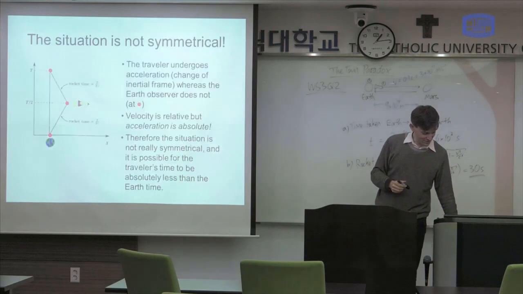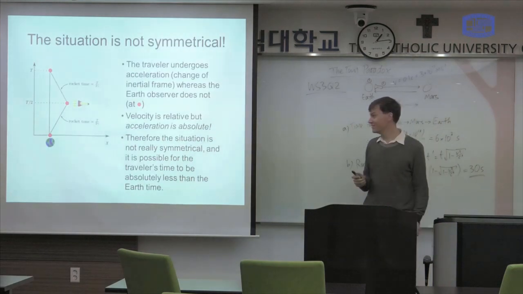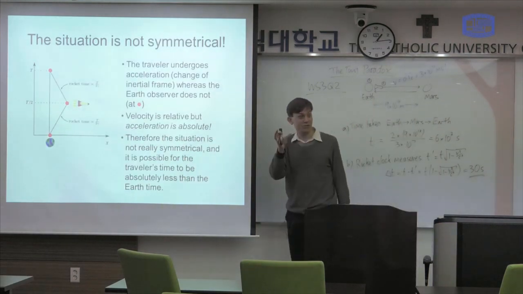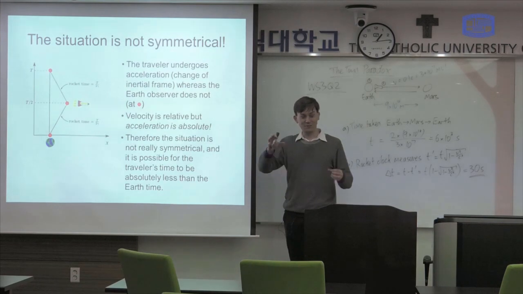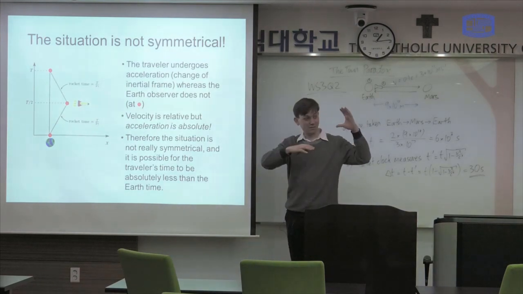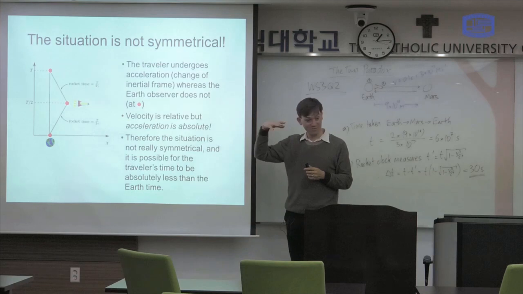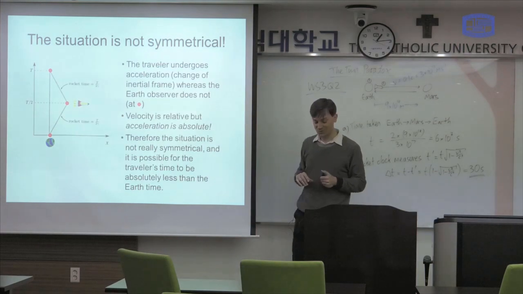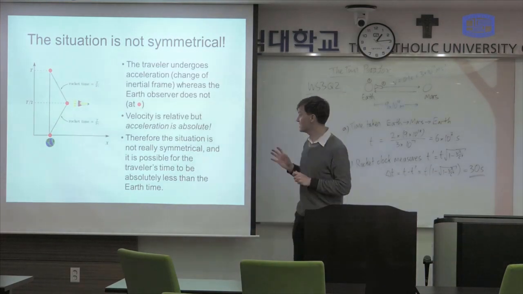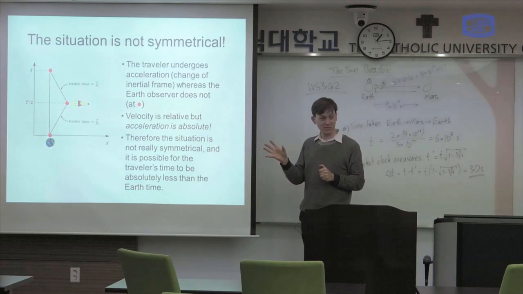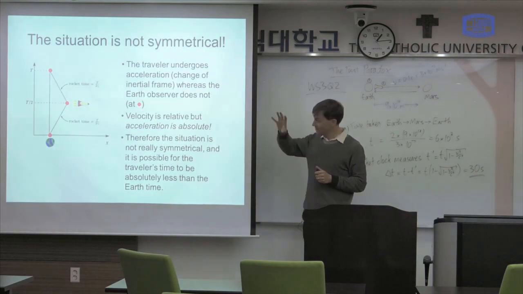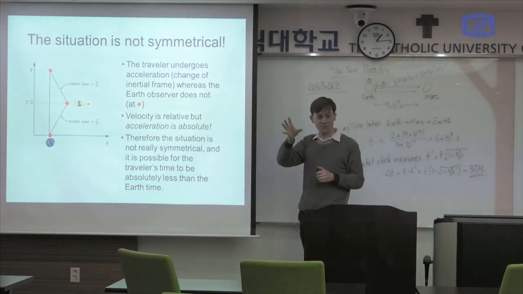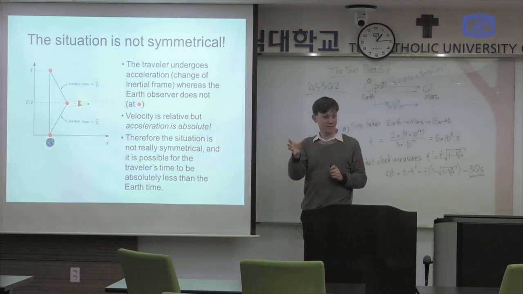So the paradox has a simple resolution, which is that the situation is not really symmetrical. Okay? So the age difference between the twins is real. When the rocket twin comes back, he really is younger than the twin who stayed on the Earth. The reason the situation is not symmetrical is because only one of the observers has experienced acceleration.